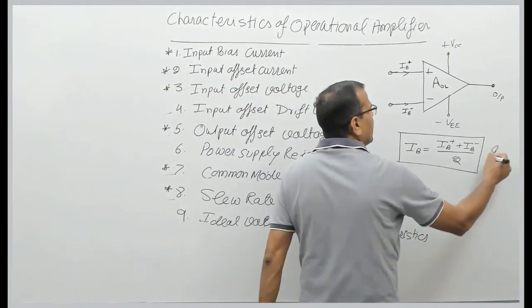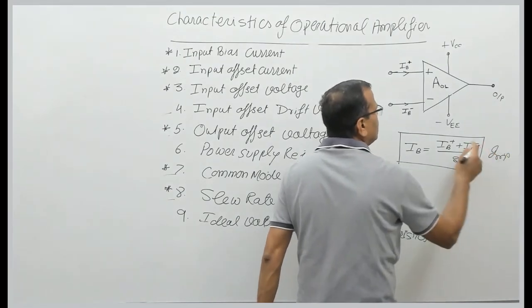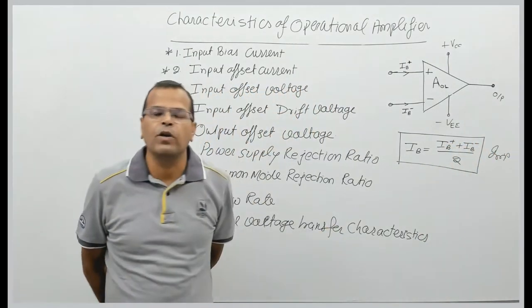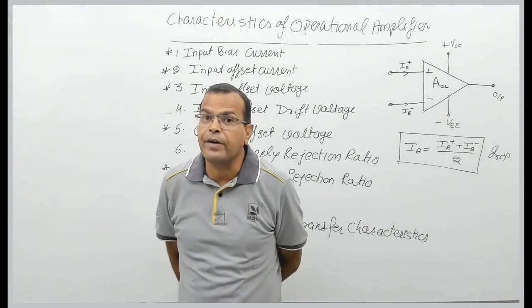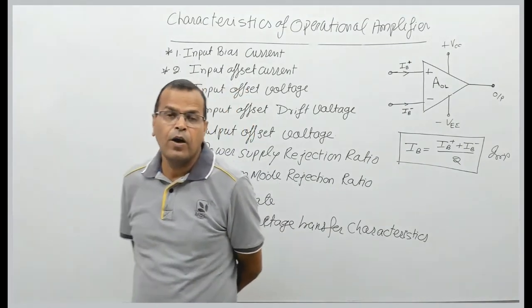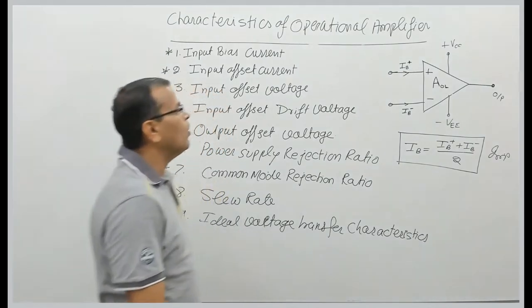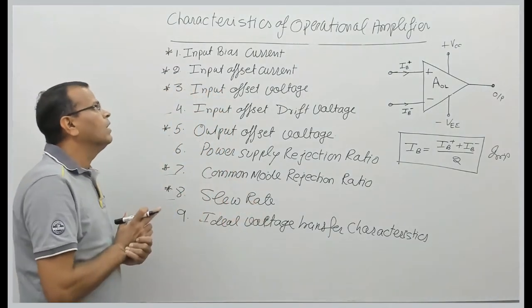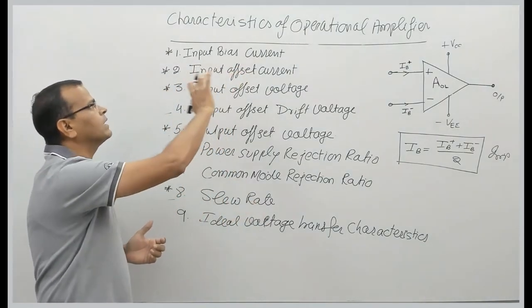This is important. And why is there a difference of two currents entering at input terminals? Because of the mismatch of characteristics of BJTs at input stage of the op-amp. Fine. So I hope the concept is clear. So this is input bias current.